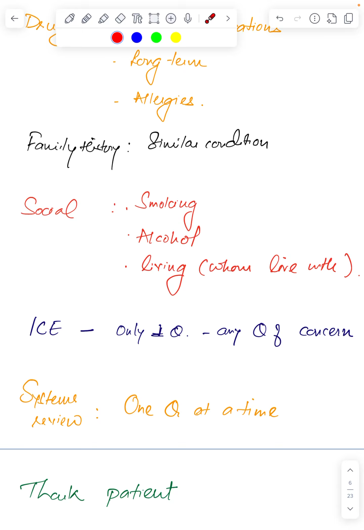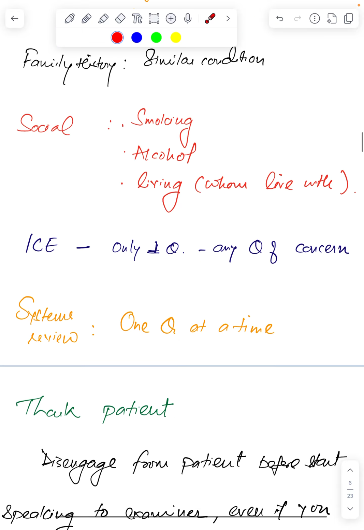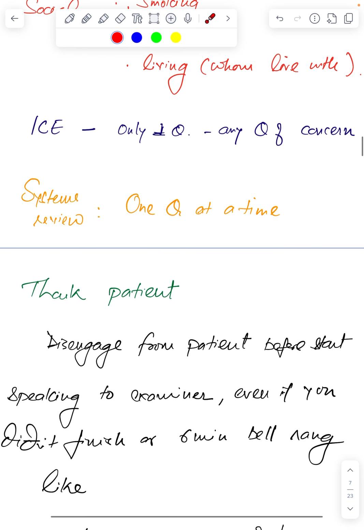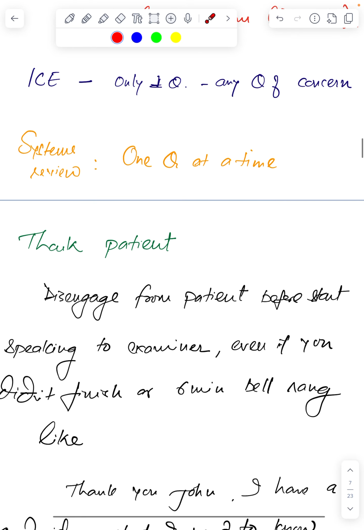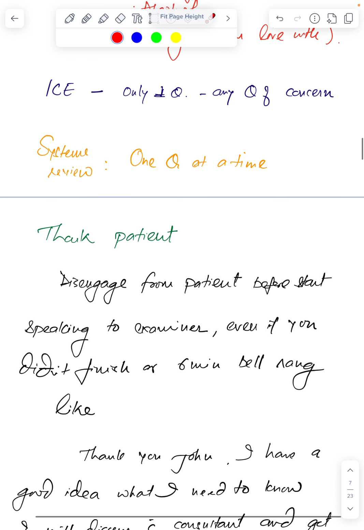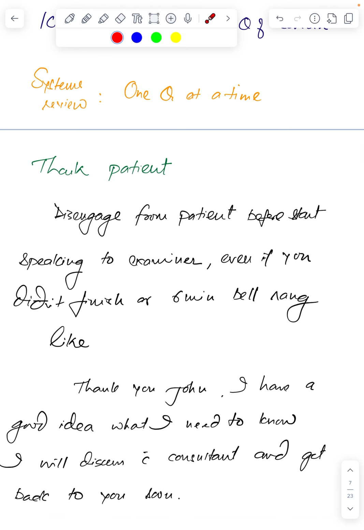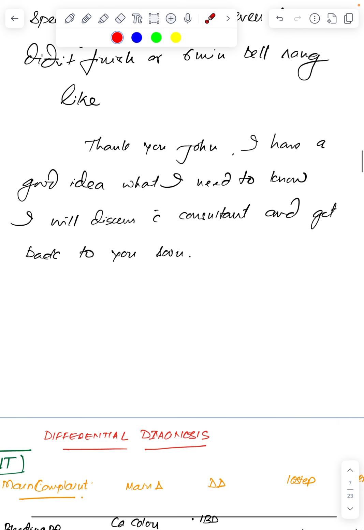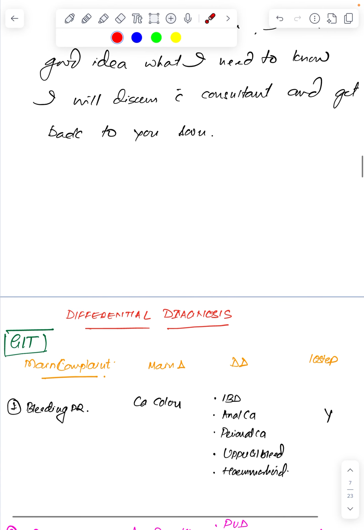Then only one question regarding this. System review: respiratory system, cardiovascular, neurology, one question at one time. When you finish these questions, thank the patient. Disengage the patient before you start speaking to the examiner. You can say, okay, thank you very much. Whatever information you have given, I will consult with my consultant and shortly come back to you. This is the way you disengage.